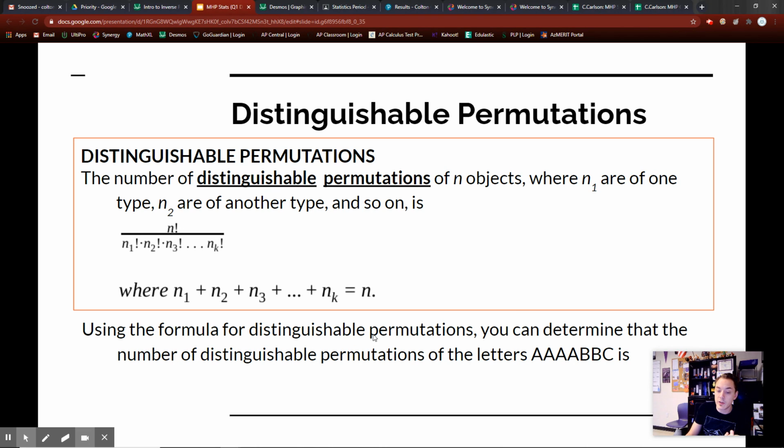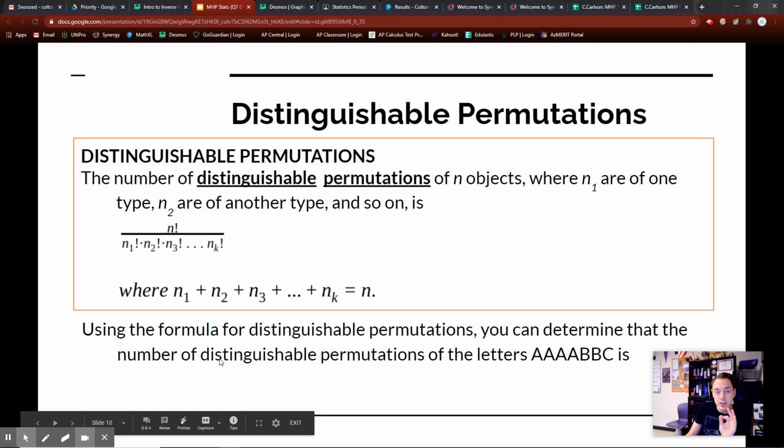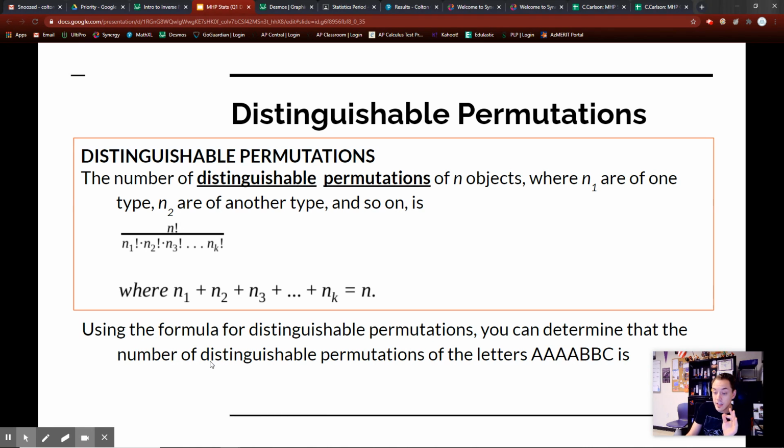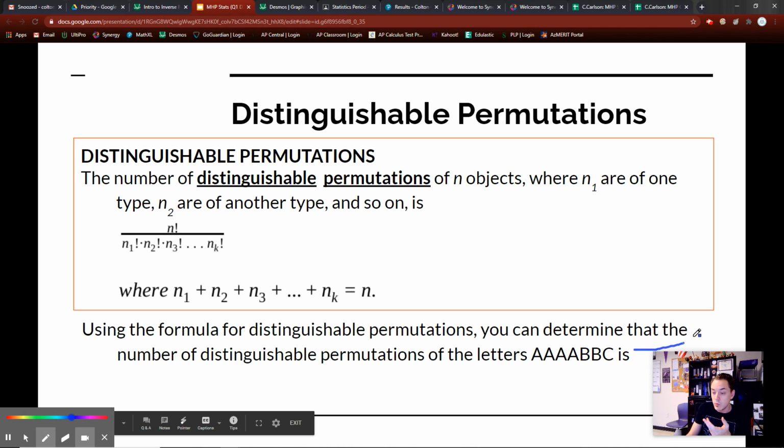So using the formula for distinguishable permutations, you can determine the number of distinguishable permutations of the letters A, B, B, C, C is what? So I'm going to show you right up here. Okay, how do I do that?